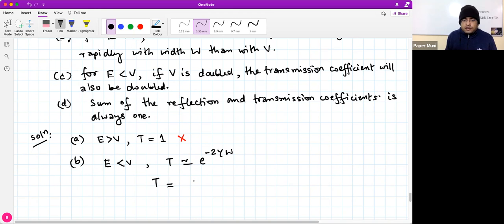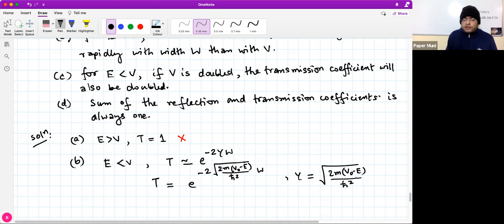Now, if you see this term, in the power you can write this gamma as 2m (V naught minus E) divided by h cut square, and with the width there. Now we have the gamma here. Gamma is equal to root of 2m (V naught minus E) divided by h cut square.